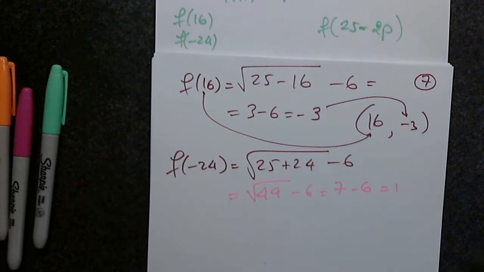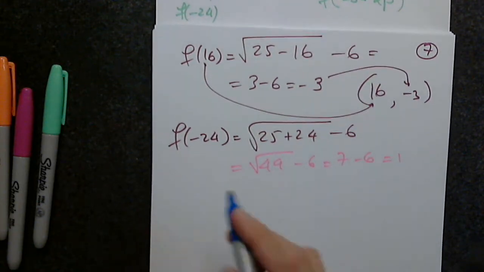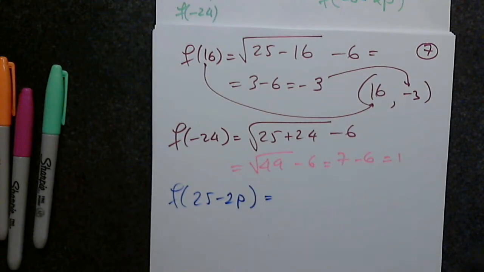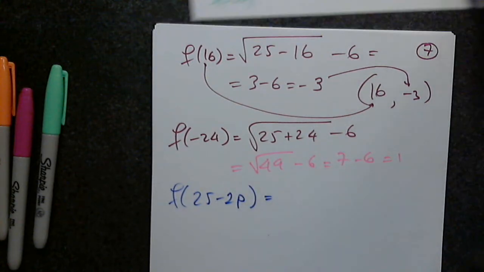Now the final question here is asking us to find f of 25 minus 2p. So let's take a look at the function.